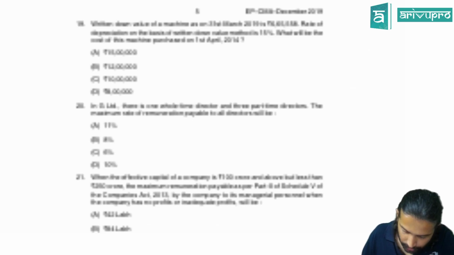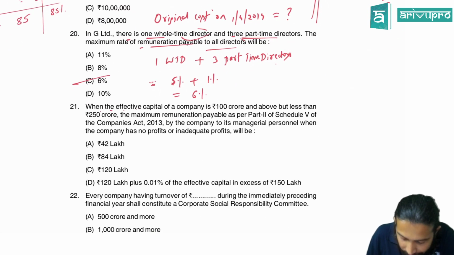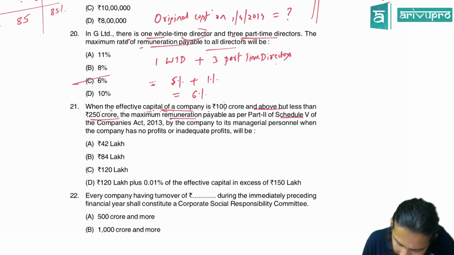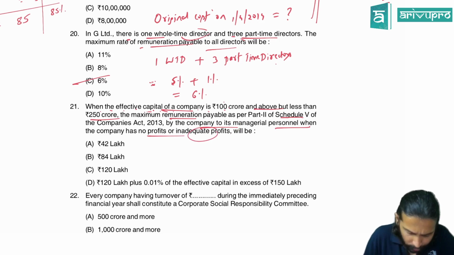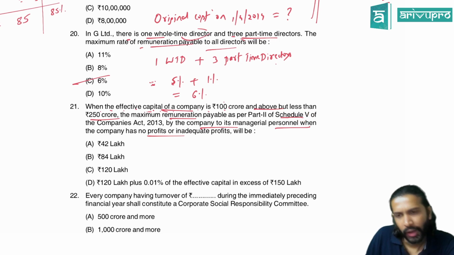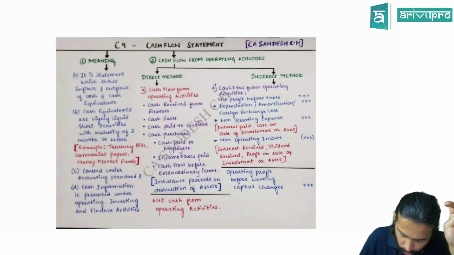So the answer for this is 6%. Next, 21. When the effective capital of the company is 100 crore and above, but less than 250 crore, then the maximum remuneration that is payable as per Schedule 5 by the company to its managerial person, when this company has no profits, is how much? When a company has no profit or inadequate profits, we apply Schedule 5 and then calculate remuneration accordingly. So this is the Schedule 5 part. Let me just show you for 1 minute.